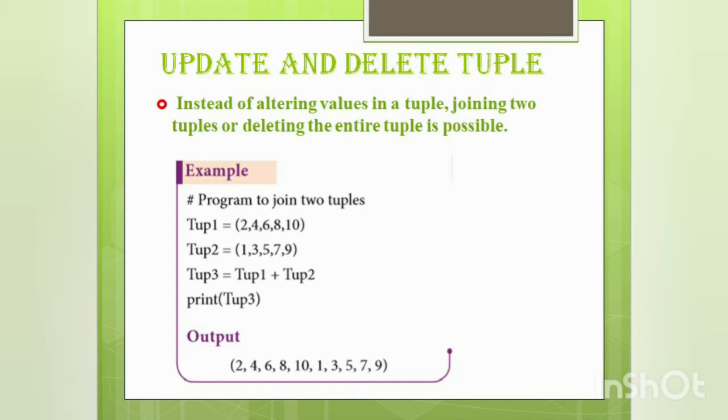Then the print statement. Print of tup3 means now what are the elements in tup3? Both tup1 elements and tup2 elements will be appended in tup3. So your output will be 2, 4, 6, 8, 10, which are the elements of tup1, then 1, 3, 5, 7, 9, which are the elements of tup2. So tup1 and tup2 are combined together and form the tup3 elements. Clear?